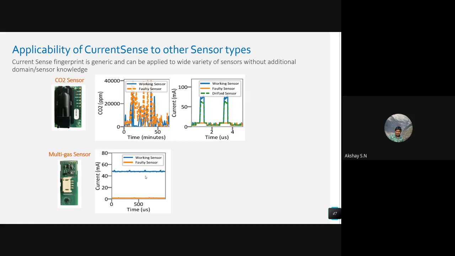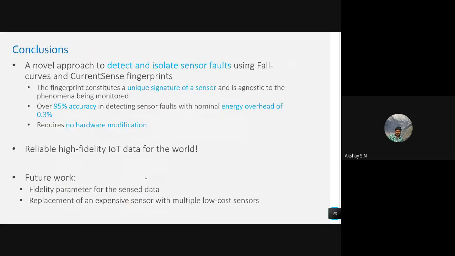So that's the key set of points which I wanted to make in this talk. To conclude, what I have presented here is a novel state-of-the-art approach to detect and isolate faults using 2 fingerprints called fault curve and current sense. And the key property is that each of these fingerprints has a unique signature, and it is agnostic to the phenomenon being monitored.